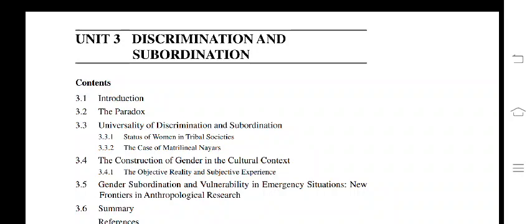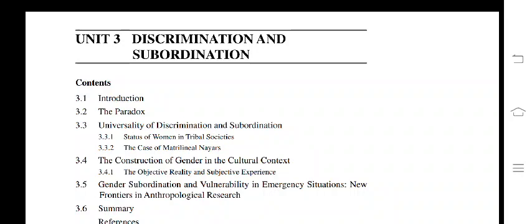Here we will discuss Social Anthropology by Maan IGNOU, MANE004. Here we will discuss Unit 3, Discrimination and Subordination, and our topic is Gender and Society. Let us begin the topic.